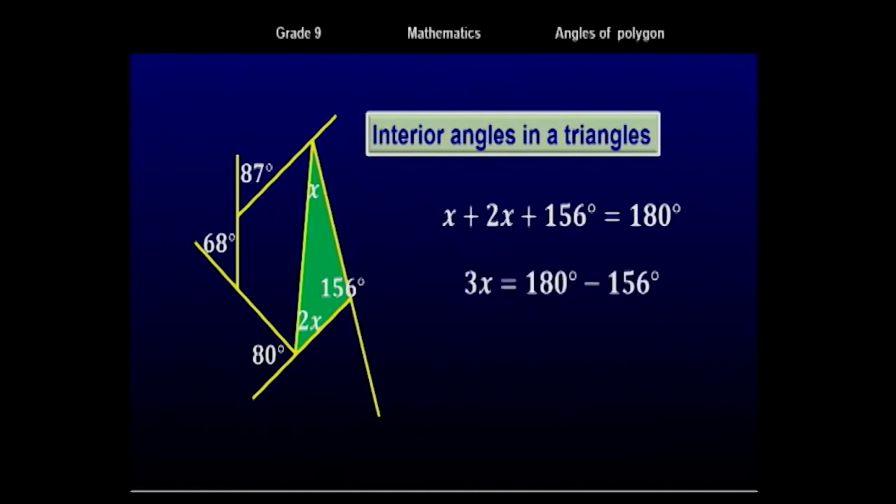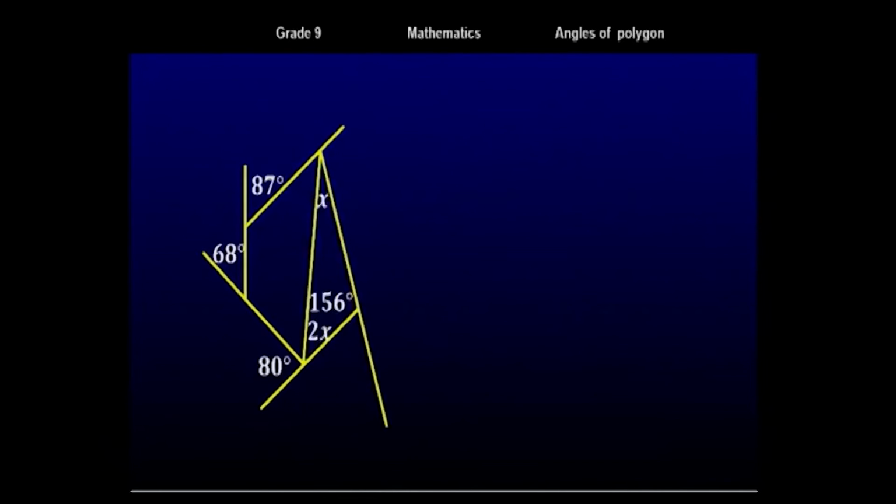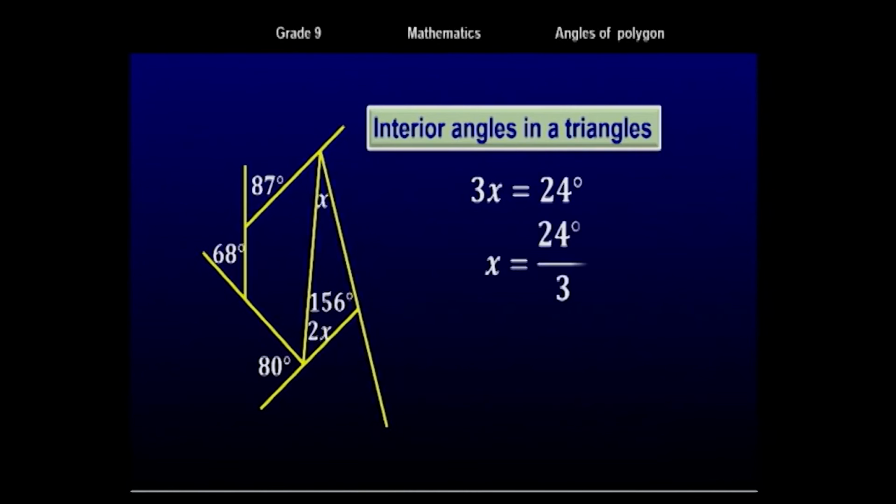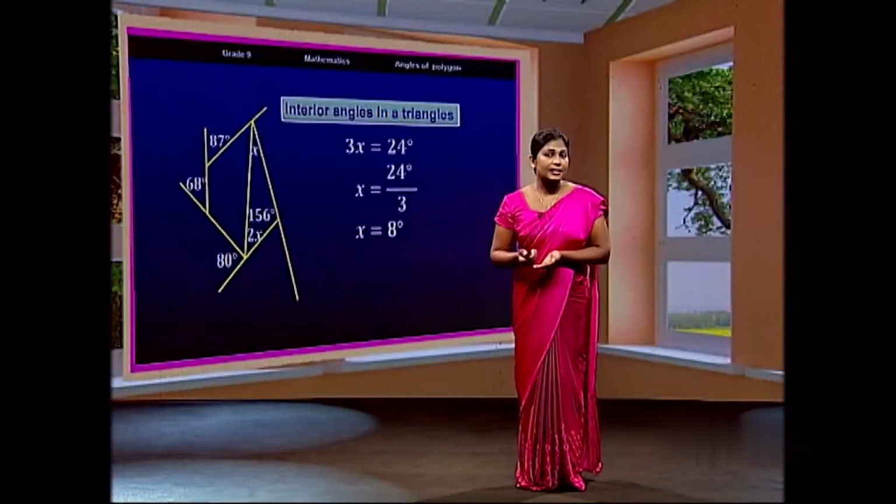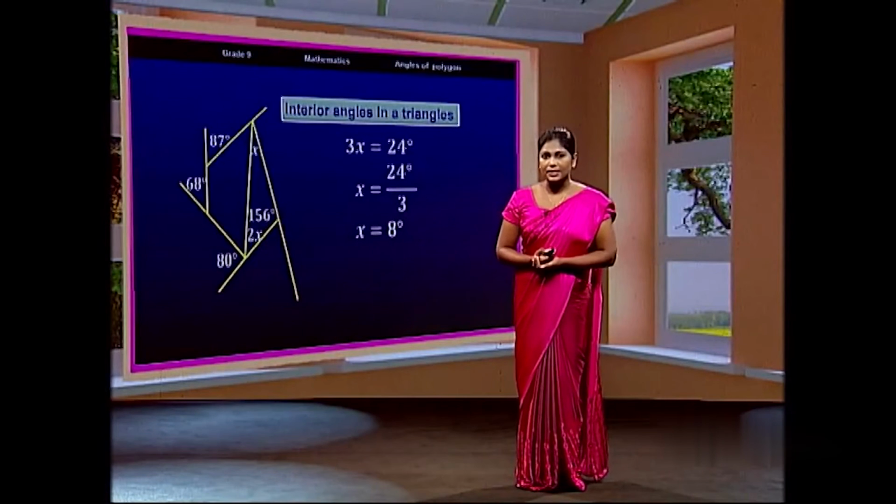3x equals 180 minus 156. So what is the value? Do you know the value? Okay, tell me the value. 3x equals 24. But we have to find the value of x. What is the value of x? x is equal to 24 divided by 3. That means x is 8 degrees.